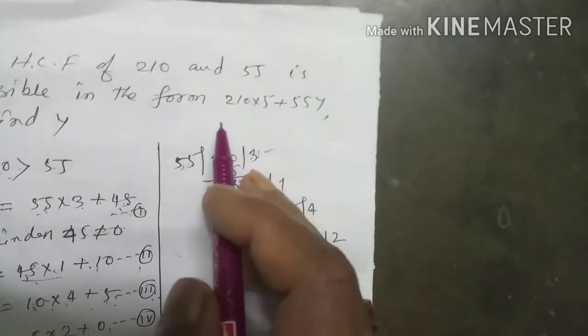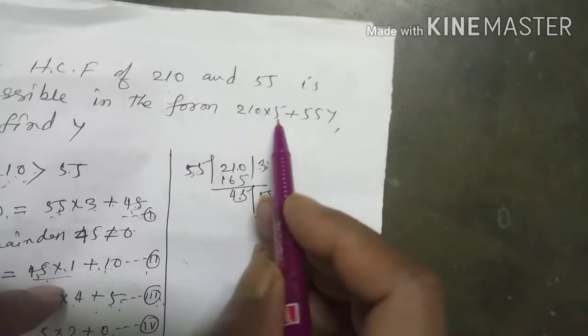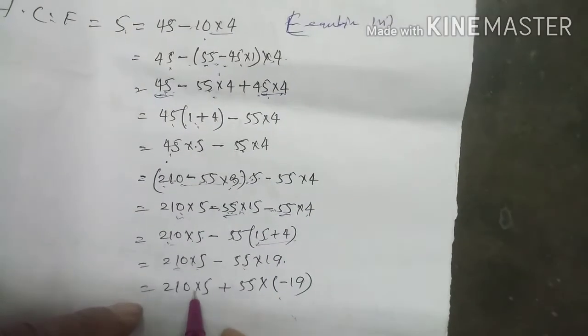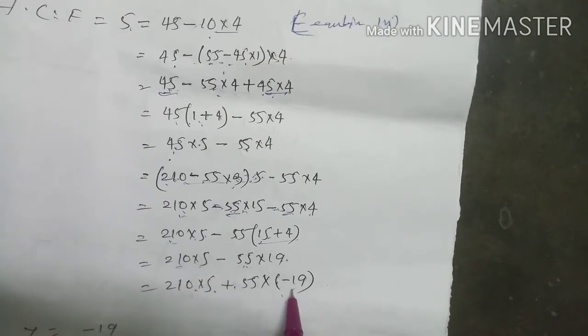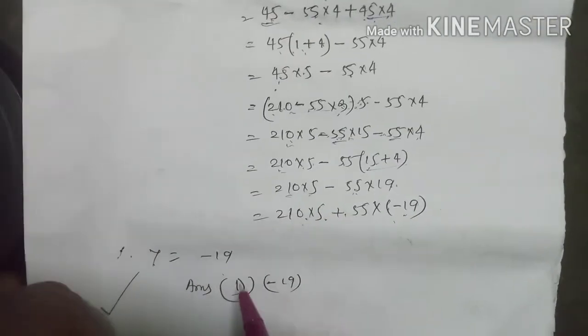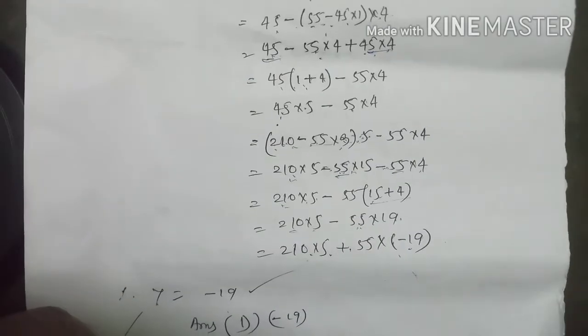But here it is 210 into 5 plus 55 into y. So 210 into 5 plus 55 into minus 19. So y equal to minus 19.